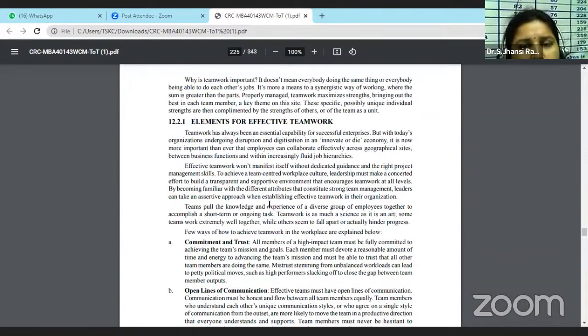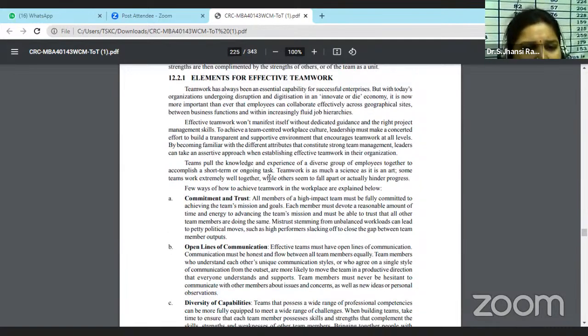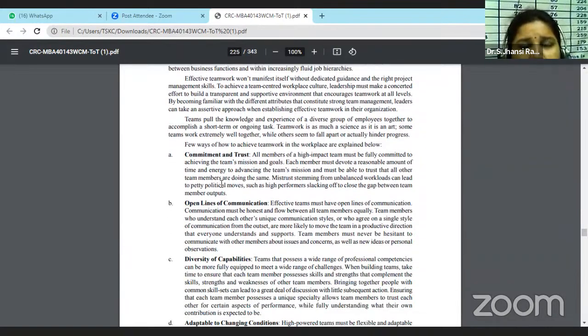What are the elements for effective teamwork? We have certain elements, that are commitment and trust. If you, as an employee, do not have any commitment towards the organization, then it will not work. If you have a committed employee in the organization, then it will be easy for the organization's goals to be met along with the personal goals, and to achieve the mission and vision of the organization. Each member must devote a reasonable amount of time and energy to advancing the team's mission.